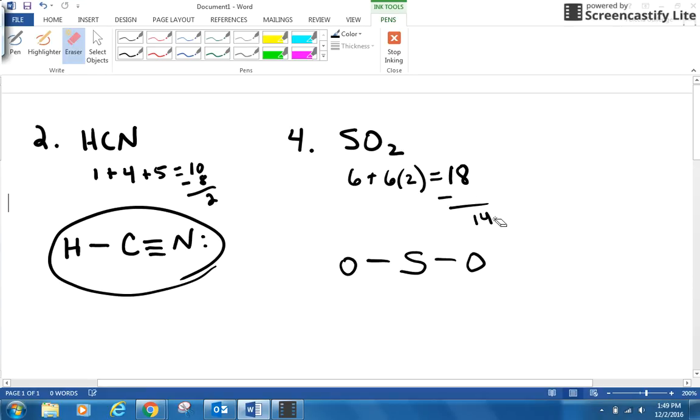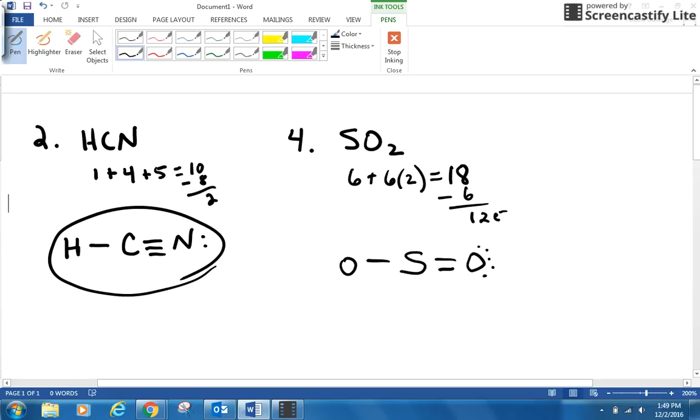Let's try to put a double bond here. So if I try to put a double bond on one of these structures, that's 2, 4, 6 that has been used. 18 minus 6 is equal to 12 electrons. So I'm going to fulfill all the octets with the 12. So 1, 2, 3, 4.